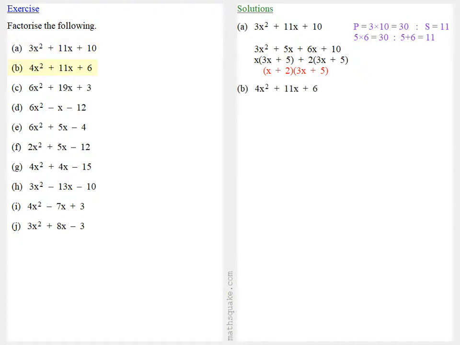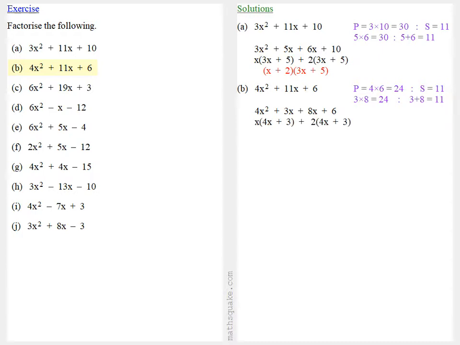In question B, we have 4x squared plus 11x plus 6. Now the product is 4 times 6, which is 24, and the sum s is equal to 11, so we want two numbers that multiply to make 24 and have a sum of 11. Now 3 and 8 multiply to make 24 and have a sum of 11, and so we split the middle term, 11x, into 3x plus 8x.